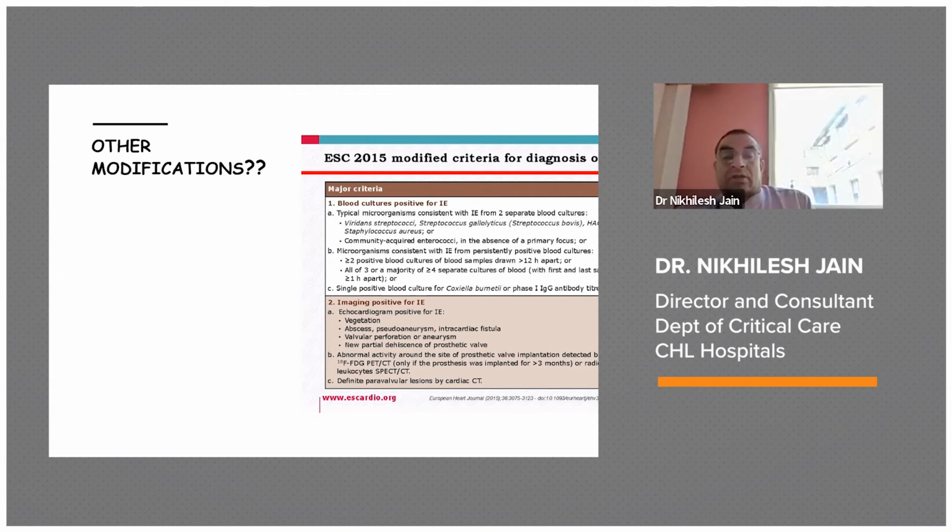As far as imaging positive criteria are concerned, the echocardiogram is positive for infective endocarditis: vegetation, abscess, pseudoaneurysm, intracardiac fistula, valvular perforation or aneurysm, or new partial dehiscence. Or you can find abnormal activity around the site of prosthetic valve implantation, detected by PET/CT only if the prosthesis was implanted for more than 3 months, or by radiolabeled leukocytes using SPECT/CT. Definite paravalvular lesions on cardiac CT are again one of the imaging positive criteria for diagnosis of infective endocarditis.